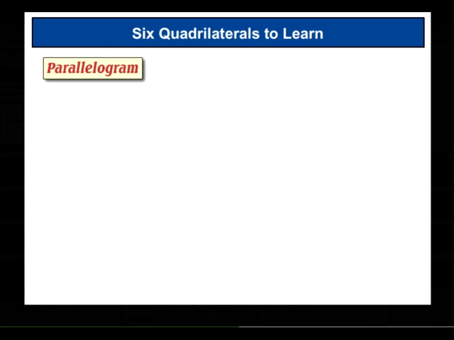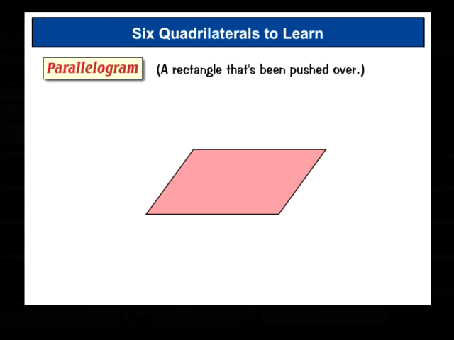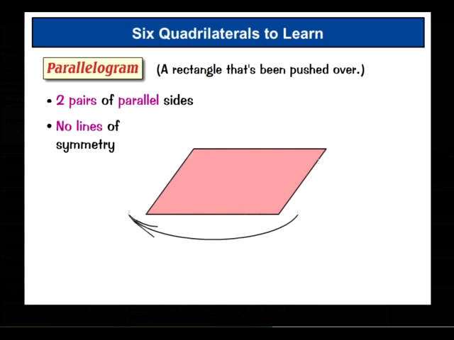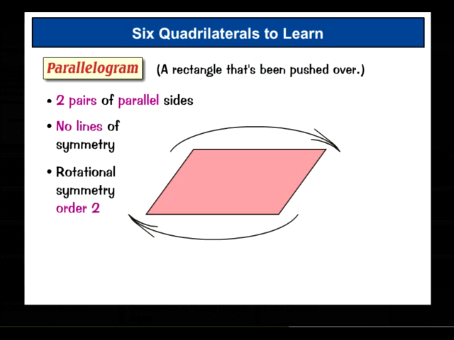Time to look at a parallelogram. Here's a parallelogram, and it's a fun word for a rectangle that's been pushed over. Like a rhombus, it has 2 pairs, one there and one there, of parallel sides. Only unlike a rhombus, it has no lines of symmetry at all. Just rotate it around here. There you go, 1 position where it looks the same. 2 positions where it looks the same as you flip it around, so it has rotational symmetry order of 2.